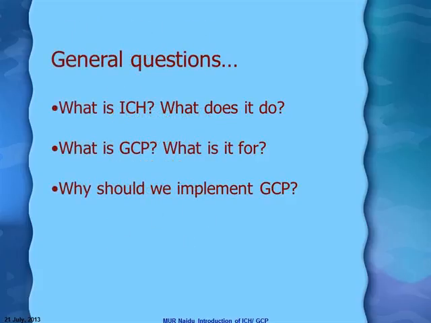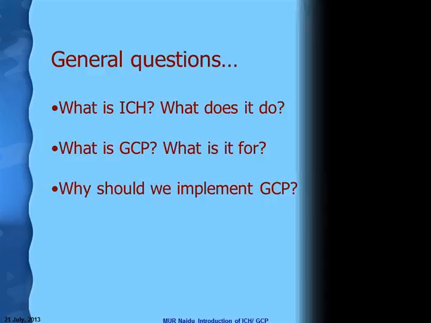Considering a few general questions will help us in better understanding of ICH GCP guidelines for conducting clinical research. These general questions are: what is ICH? What does it do? What is GCP? And what is it for? And why should we implement GCP in carrying out clinical trials in human subjects?